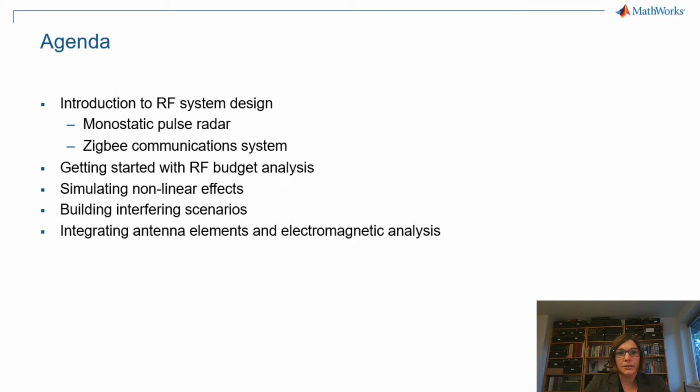We start this presentation with an introduction to RF system design. We will use two simple examples. The first example is a monostatic pulse radar, and the second example is a Zigbee wireless communication system. We will demonstrate a methodology to design the RF transceivers and achieve a certain set of specifications, like, for example, a maximum bit error rate or a certain probability of detection. More complex RF systems, for example, like for 5G applications, could be designed following exactly the same methodology.